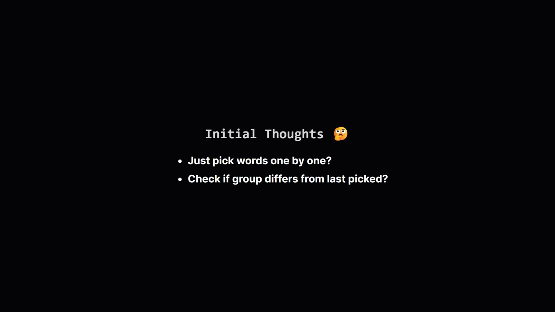Since we want the longest sequence, and the condition is just that adjacent groups must differ, maybe we can just try to build it step by step. We could start with the first word, and then look for the next word in the original list, whose group is different from our last picked word's group. Then, from that word, look for the next one after it with a different group, and so on. This feels like it could work, because we're always trying to extend our sequence as soon as we find a valid word, and the problem says any longest sequence is fine.